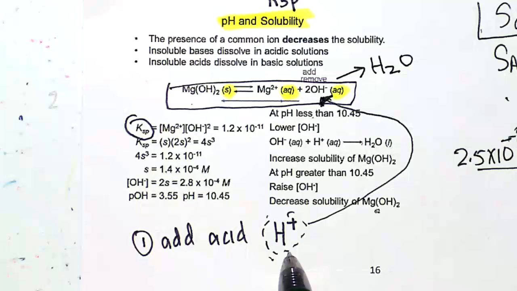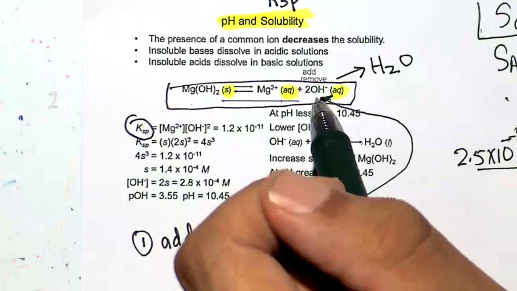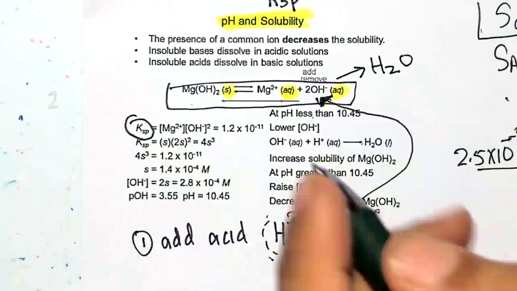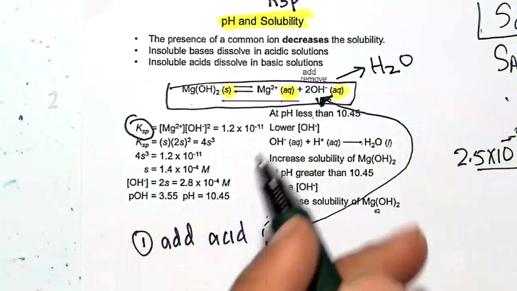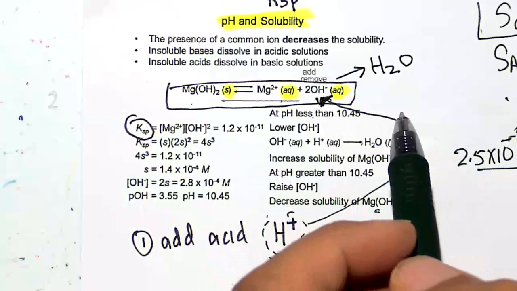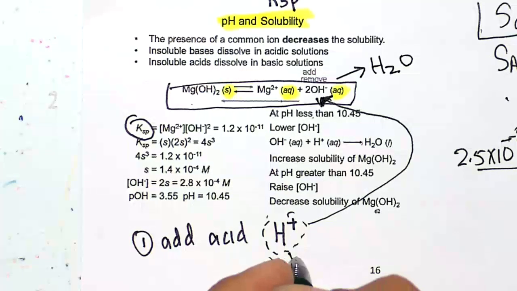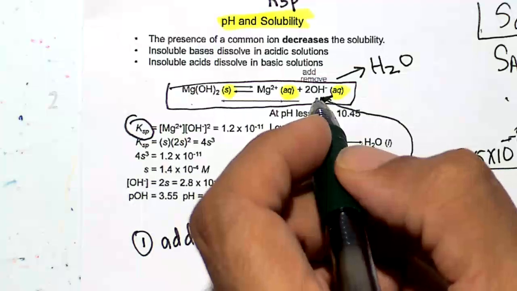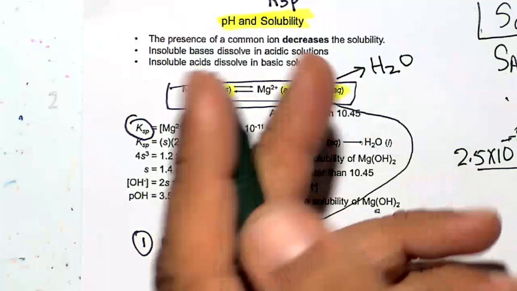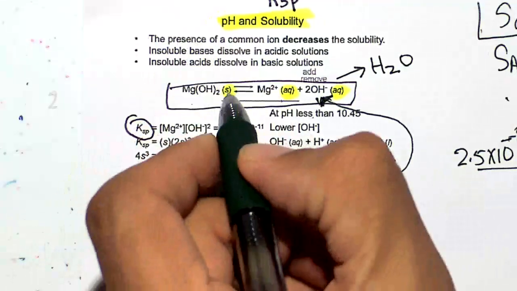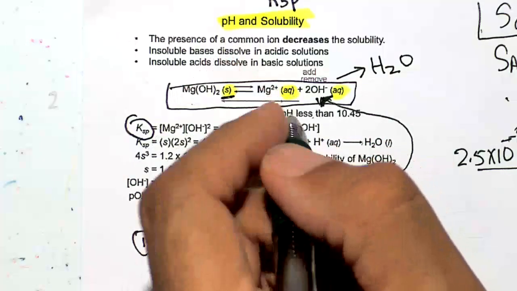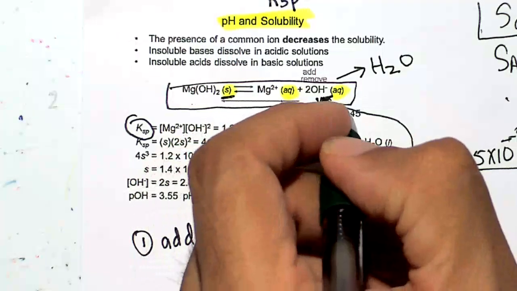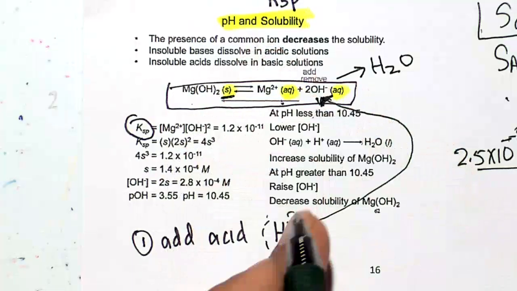By adding acid, which is some source of H+, it reacts with the OH- to give you water. So in effect, we are depleting or removing OH-. If you remove OH- by adding acid, which neutralizes the base OH-, which way will this reaction shift? Will it shift towards more solid, or will it shift more towards more ions, aqueous magnesium and aqueous hydroxide?